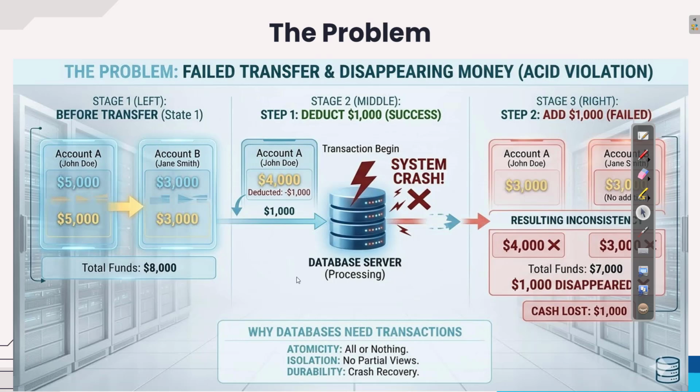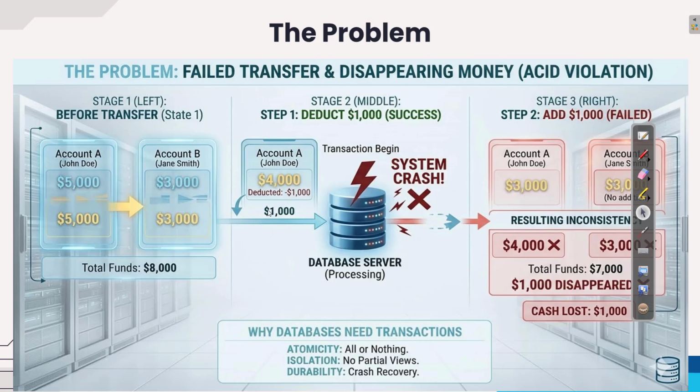Okay, let's see the real-world problem. For example, you want to transfer an amount from account A to account B. Account A has $5,000 and account B has $3,000, so the total funds are $8,000. It has two steps, you can see. One step is deducting $1,000 from account A, so it remains $4,000, right?